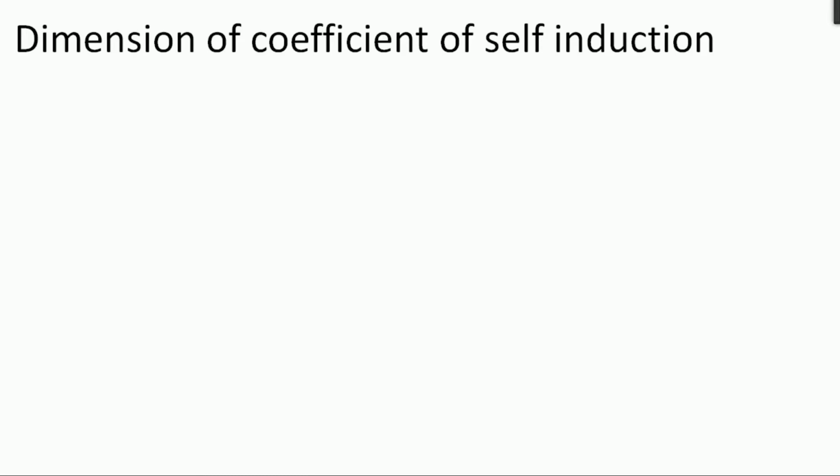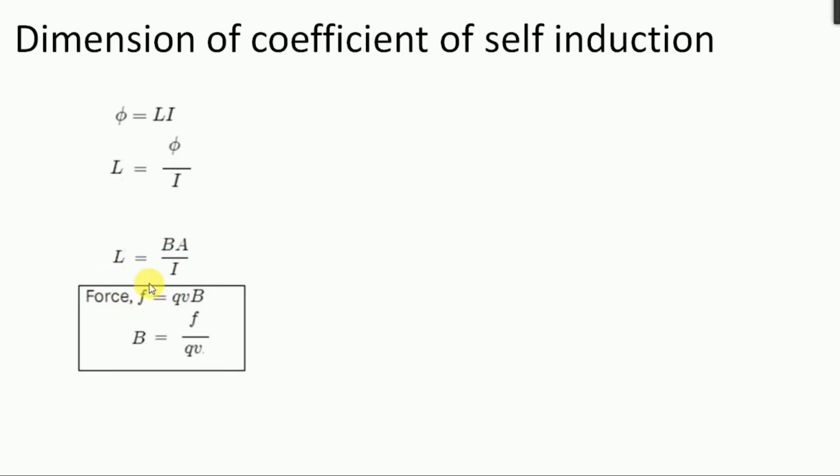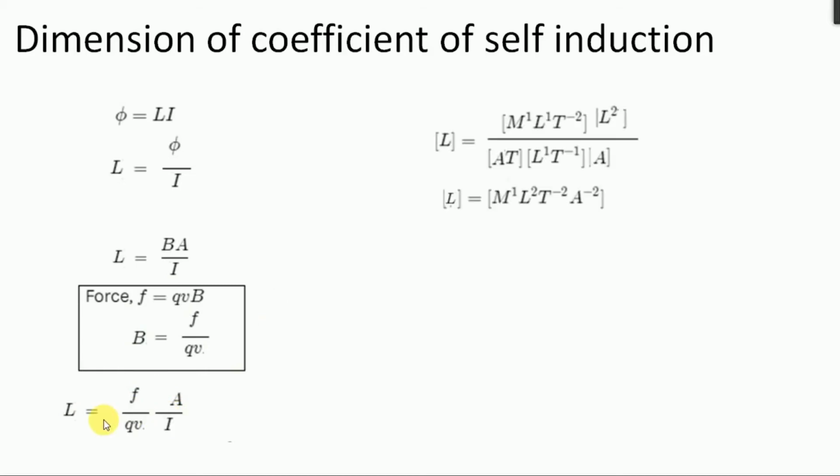So now we'll find the dimension of coefficient of self induction. Flux is equal to Li, so L is equal to flux by current. I know flux is equal to magnetic field into area, and I'll replace this magnetic field. The force on a charged particle is equal to charge into velocity into magnetic field. So instead of B, I can write F by QV. If you put the value of B here, then you'll get L is equal to F by QV, into A, by I. Now I'll put the dimensions.